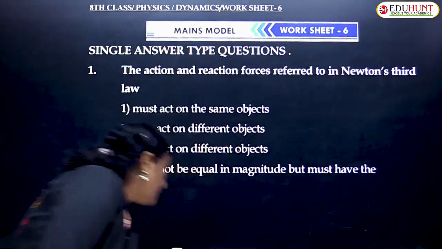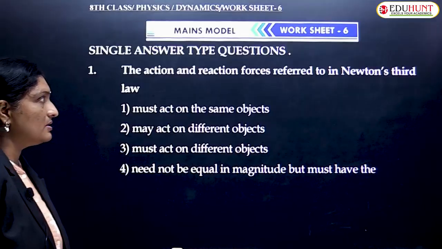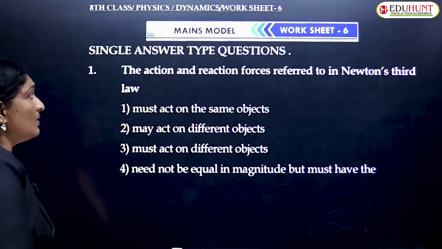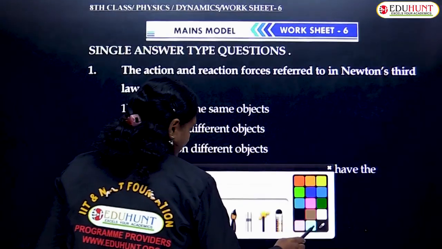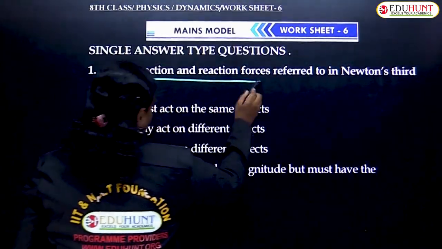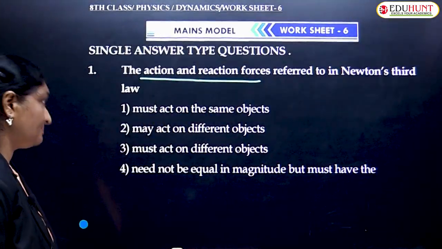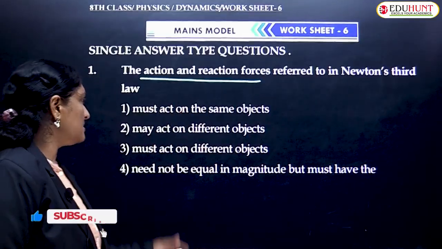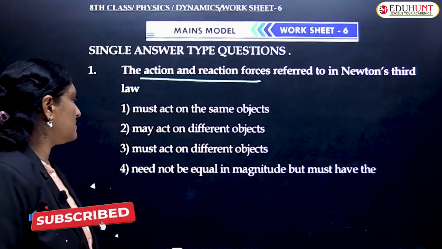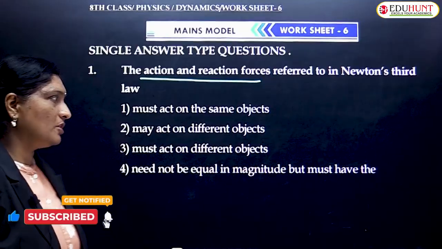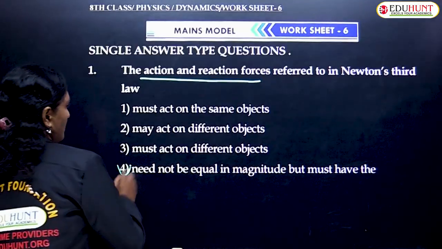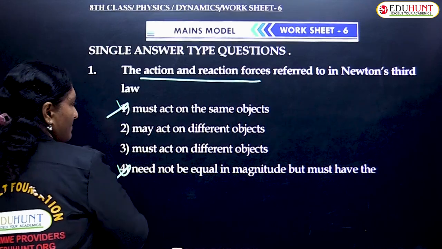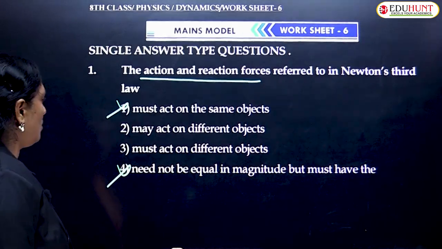First numerical: the action-reaction forces referred to in Newton's third law of motion. What is the action and reaction part we have considered in Newton's third law of motion? Do they act on the same objects? May act on different bodies? Must act on different objects? Or need not be equal in magnitude, but have the, no, not this. Must act on the same objects? No. Must act on different bodies? Must act on different objects.